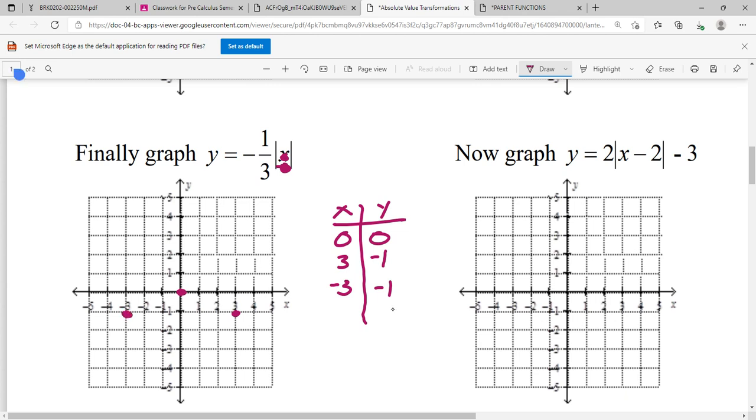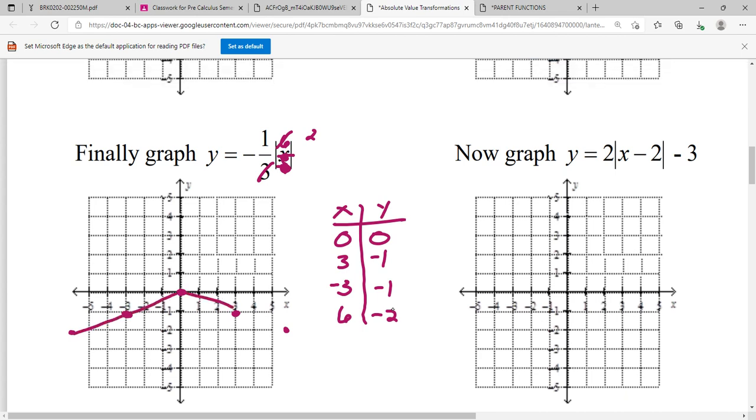All right, let's try 6. I'm not going to be able to do 6. It'll be way out here. So if we had 6 over 1, those two would cancel. We would have negative 2. So at negative 2, it's going to be way out here. Right, and this one would be a reflection of that way out there. So there's our graph.